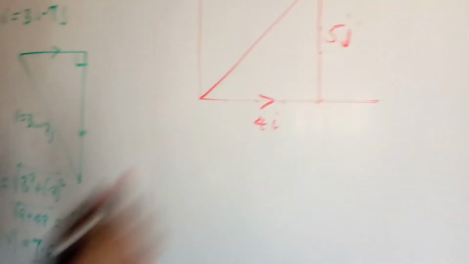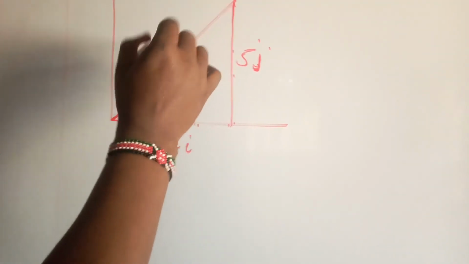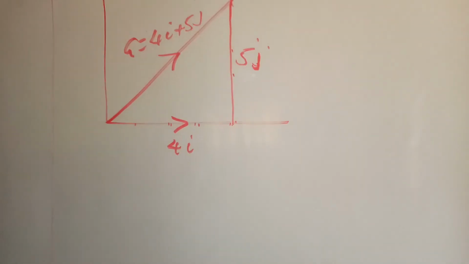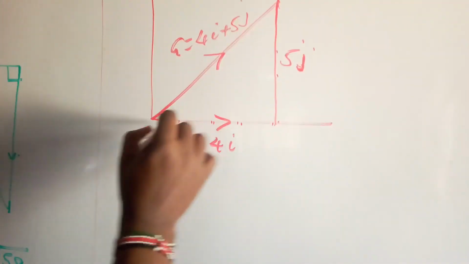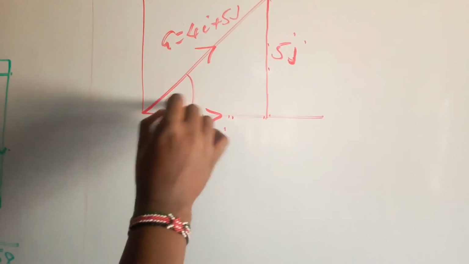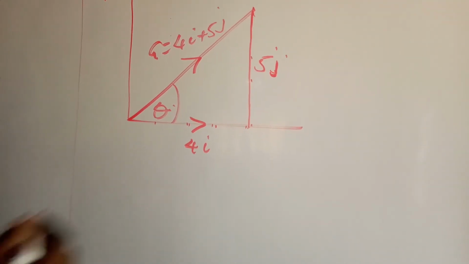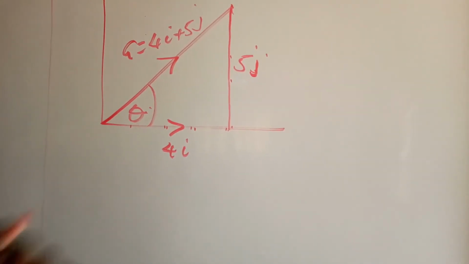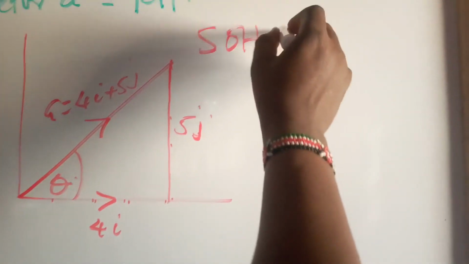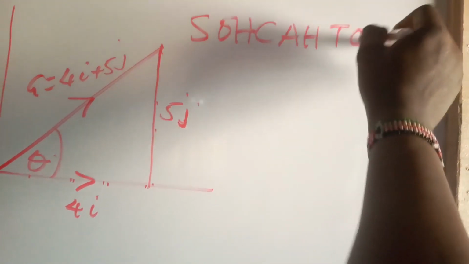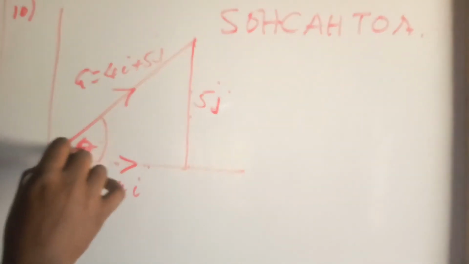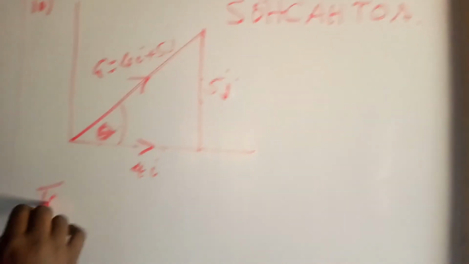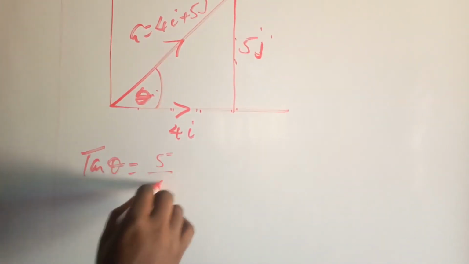5j along the y-axis. So this is the vector, let's call it vector A, which is 4i plus 5j, and we are supposed to give the size of the angle between the vector and the positive x-axis, in short, the value of theta. Using trigonometric ratios, and with our knowledge of SOHCAHTOA, considering the position of this angle, we have the opposite and the adjacent. So the tangent of theta is 5/4.